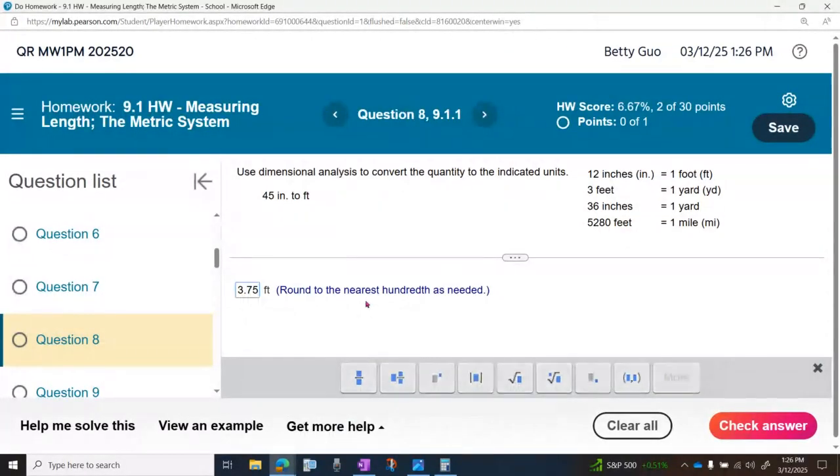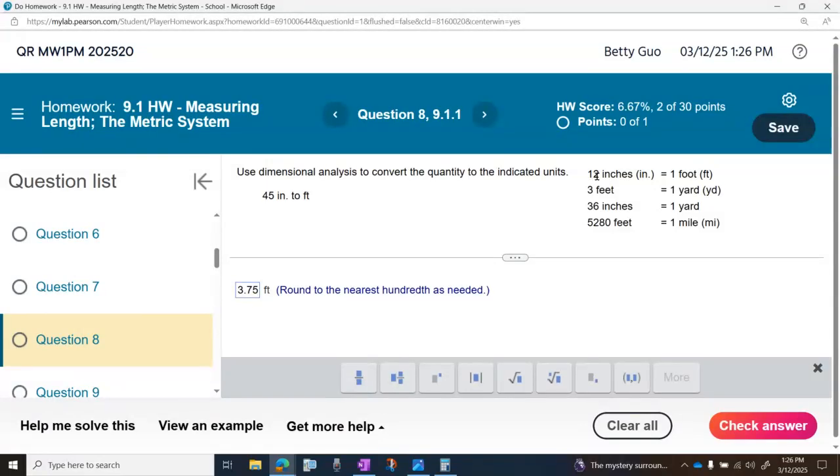3.75. I can do this very, very fast. I use my method; I'm very familiar with my method. I look at inch, foot. Foot is a bigger unit. I need a smaller number in the cell. To get a smaller number, divide 45 by 12.